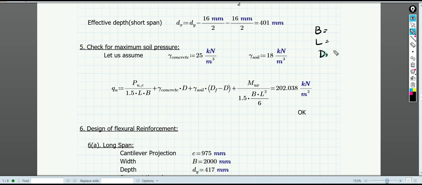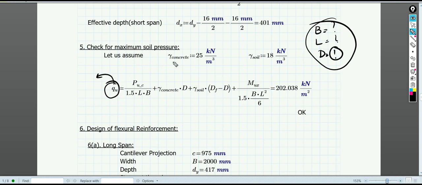So we can find out the maximum shear stress, or the maximum pressure that is acting on the soil. Suppose we consider that the unit weight of concrete is 25 kilonewton per meter cube, and for soil it is 18 kilonewton per meter cube. Now if you find out the total load, that is Pu, this is the design load, right?